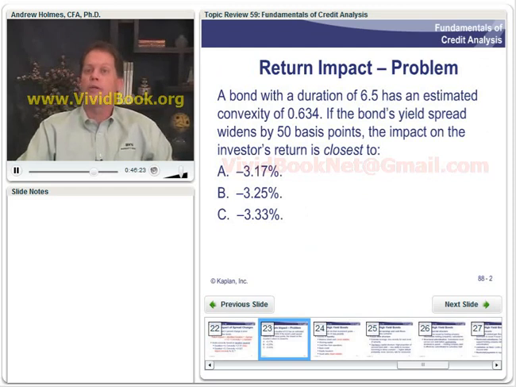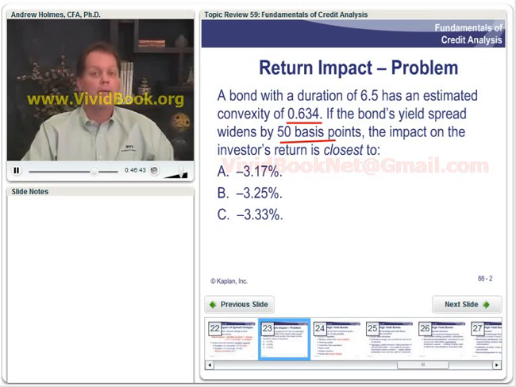All right, so what about another problem? A bond with a duration of 6.5 has an estimated convexity of 0.634. If the bond's yield spread widens by 50 basis points, what is the impact on the investor's return? So it's an impact on a spread change. So what is the impact? Well, this would be a good place to stop the video and go through and work the problem.